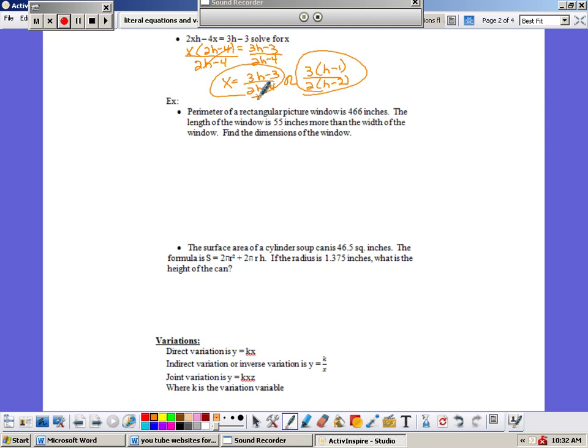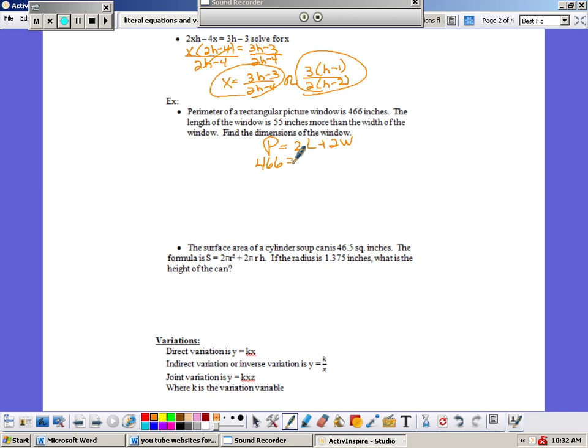The perimeter of a rectangular picture window is 466 inches. The length of the window is 55 inches more than the width of the window. Find the dimensions of the window. Remember, sentence by sentence. The perimeter of a rectangular window is 466. So P equals 2L plus 2W. P is 466.